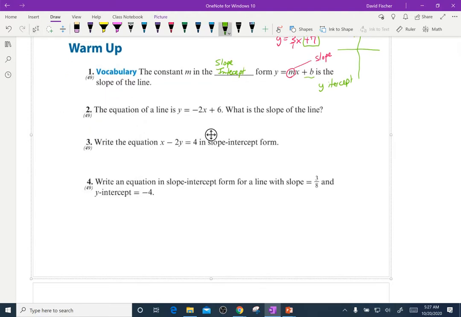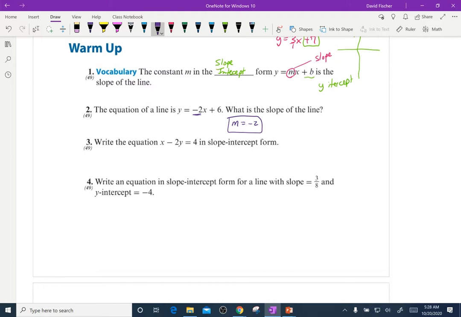All right. So the next one says, this equation of a line is y equals minus 2x plus 6. What's the slope of the line? Well, the way we notate that is we look for the number, the coefficient of the x if it's in the form. And in this case, it's a negative 2. So we say m, which stands for slope, equals a negative 2.